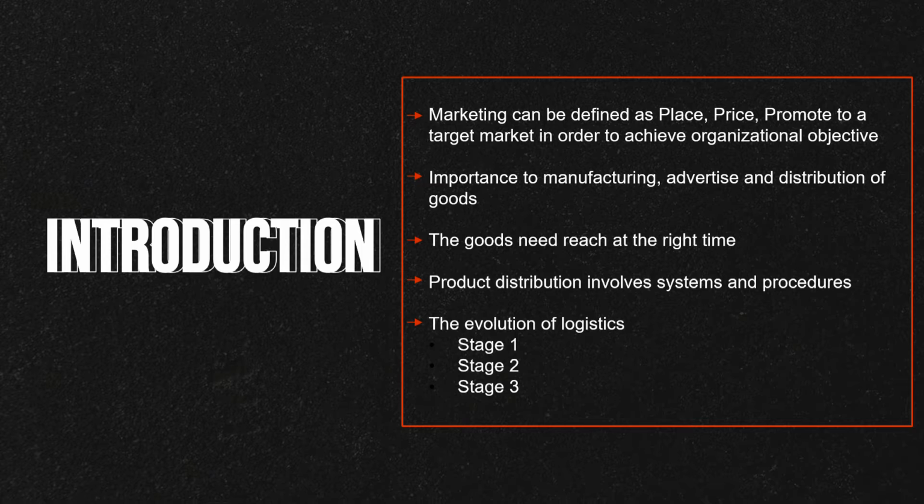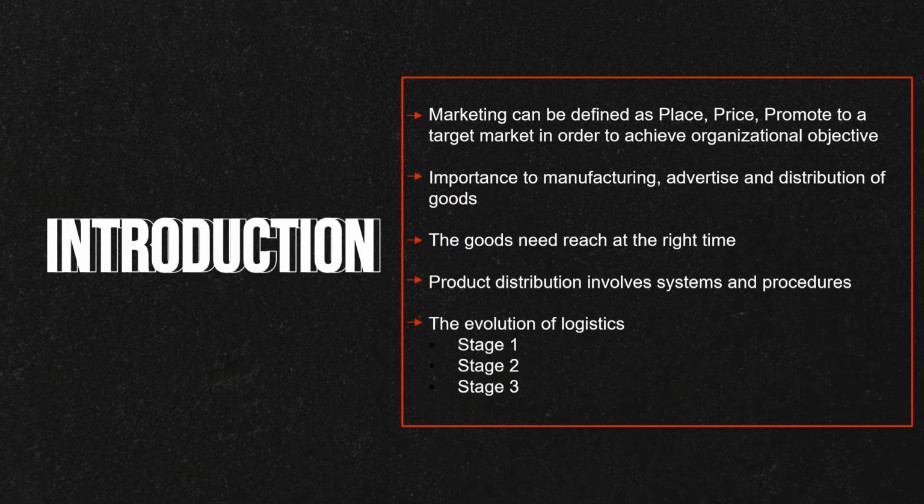The manufacturer, therefore, has to ensure that his or her product reaches the market in time, neither too early nor too late. This underlines the importance of distribution in the entire marketing activity. Product distribution involves systems and procedures for physically moving the product and service from the point of origin to the point of consumption. The system and procedure involved in the distribution of products and service is termed logistics.